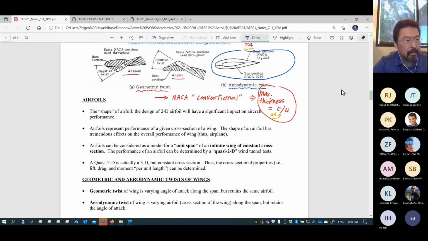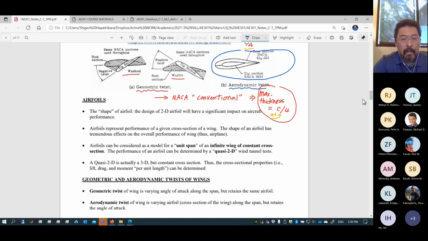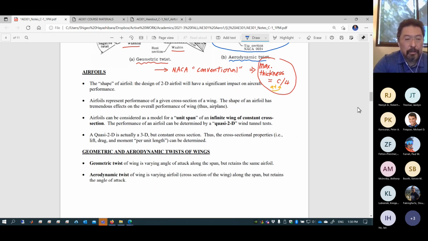So here are some techniques to design your wing using XFLR5. XFLR5 can allow you both. Now, of course, the choice of airfoil is going to have a major impact.